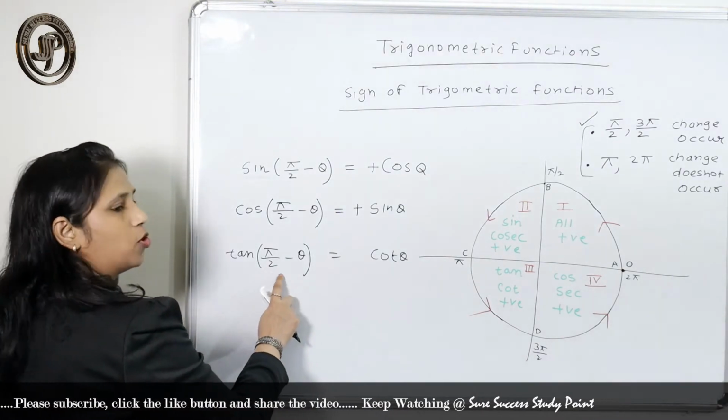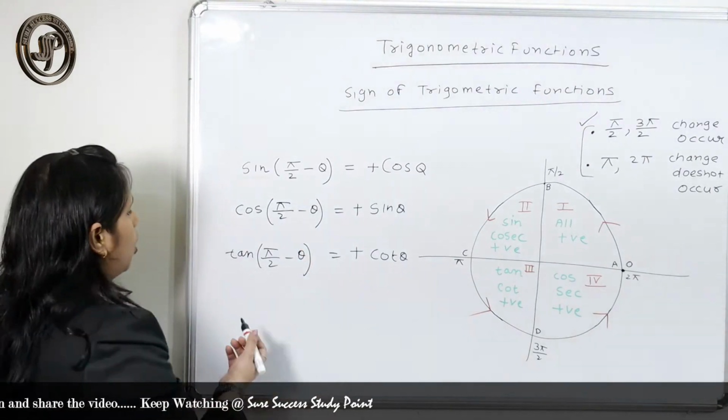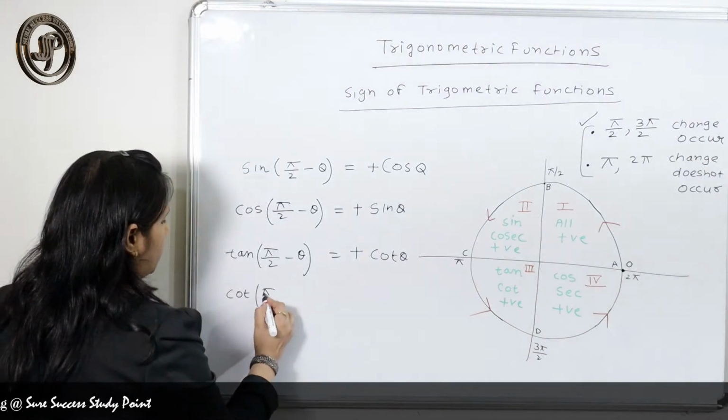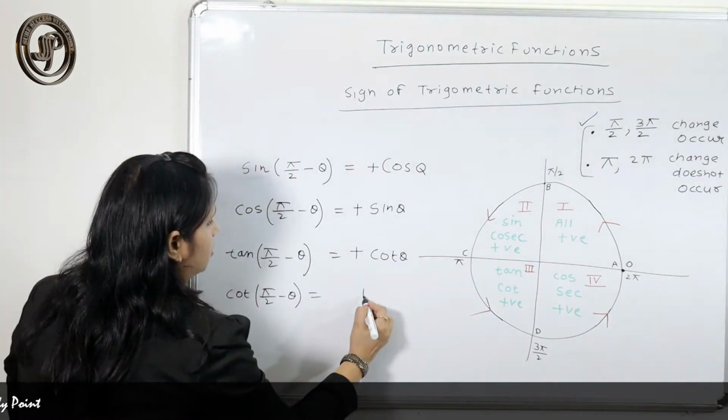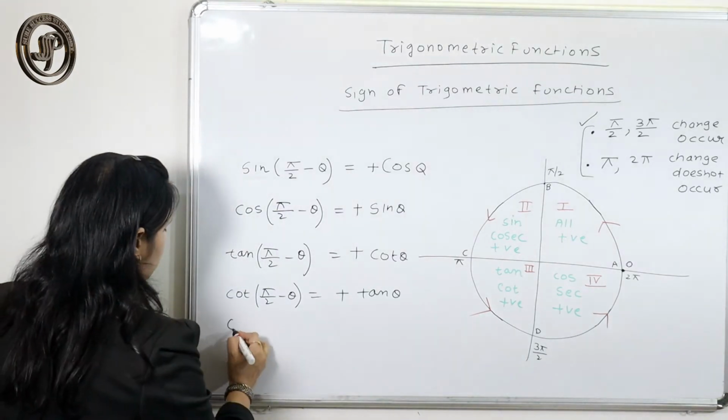So pi by 2 minus theta means it will go in the first quadrant, and in the first quadrant all are positive. Okay, similarly cot of 90 minus theta equals tan theta, and it will go in the first quadrant, so it is positive.